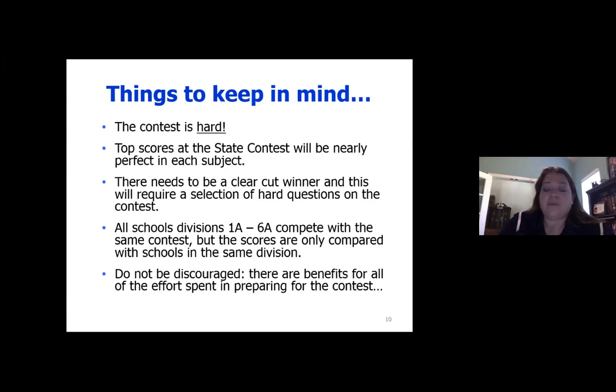And one thing we want to let the students know, and the coaches too, is don't be discouraged. There are, of course, other benefits for this besides winning the medal. Of course, it's excellent if you can win a medal and advance through the various levels. But the benefits are that the students and the coaches are all being exposed to the information.